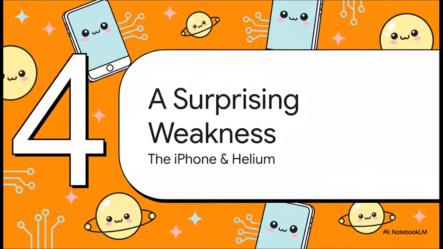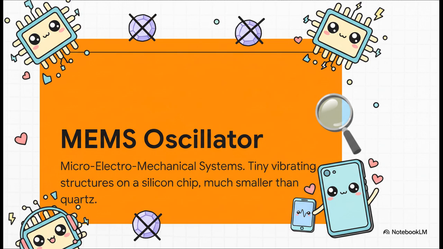Now, you might think a technology this fundamental is pretty much a solved problem, but it's always evolving. And this evolution has led to a really bizarre, totally unexpected weakness in one of the most popular devices in the world. So let's talk about MEMS oscillators. MEMS stands for Micro Electromechanical Systems. Basically, instead of a cut piece of quartz, these are microscopic vibrating structures built right onto a silicon chip. They are unbelievably tiny and are now being used in things like iPhones.